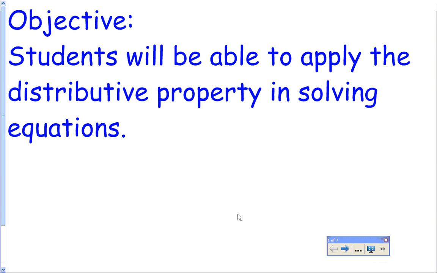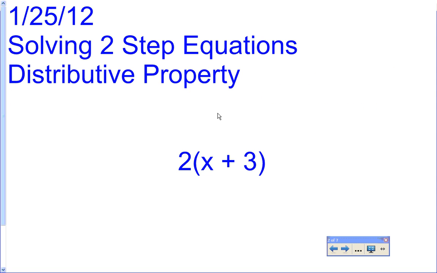Alright, so the objective for these notes is that you'll be able to apply the distributive property in solving equations. These notes we were given in class on January 25th, 2012. We're going to actually do two things here. We're going to do solving two-step equations, which, let me cross that out. We're actually going to solve three-step equations, and we're going to learn about the distributive property. So the first part of this lesson is not to solve equations, it's just to review the distributive property.